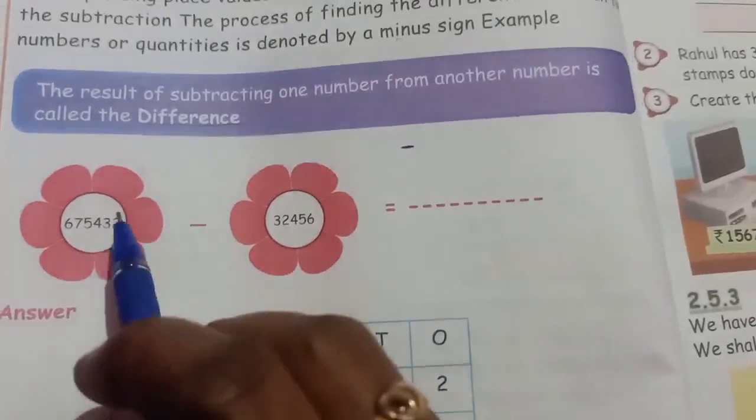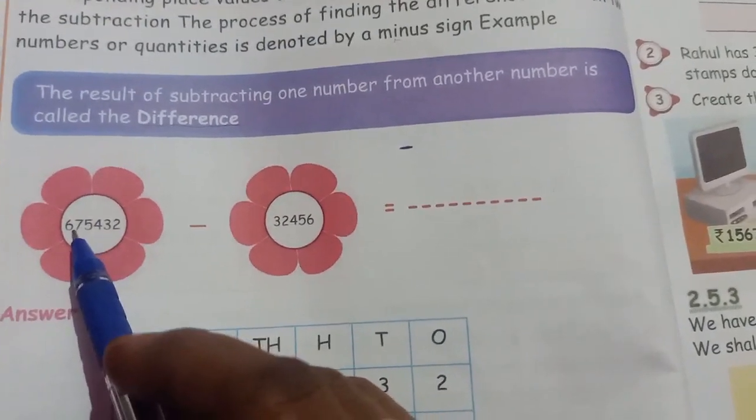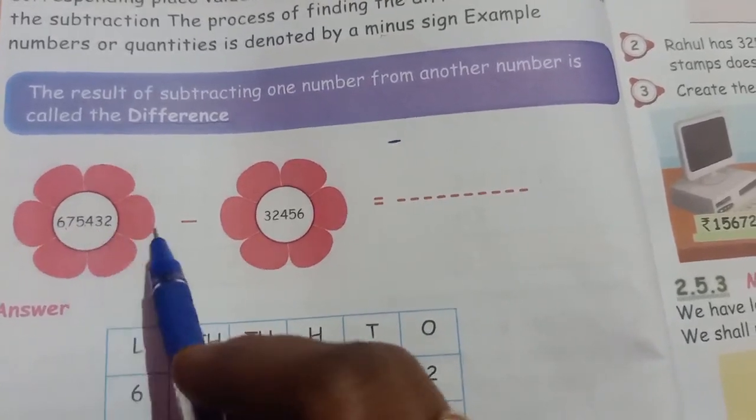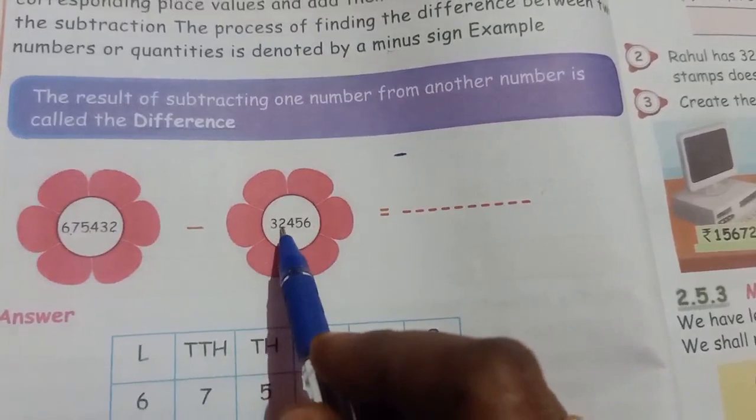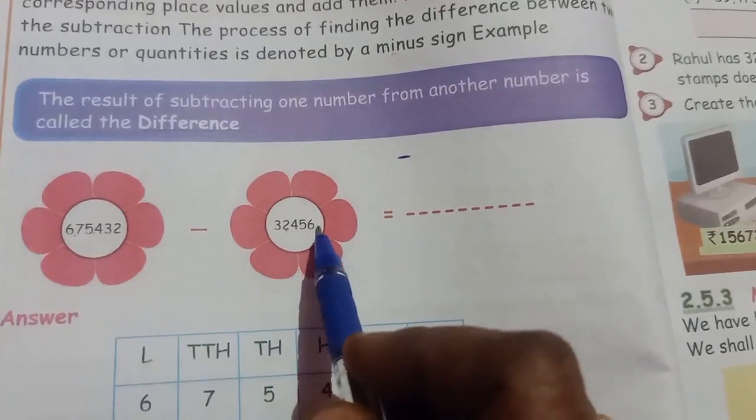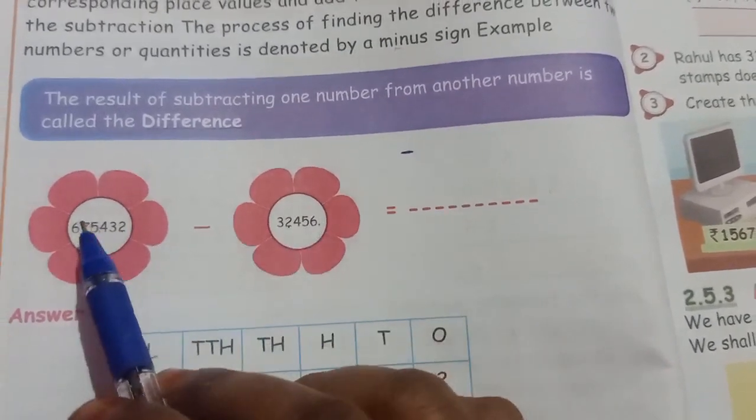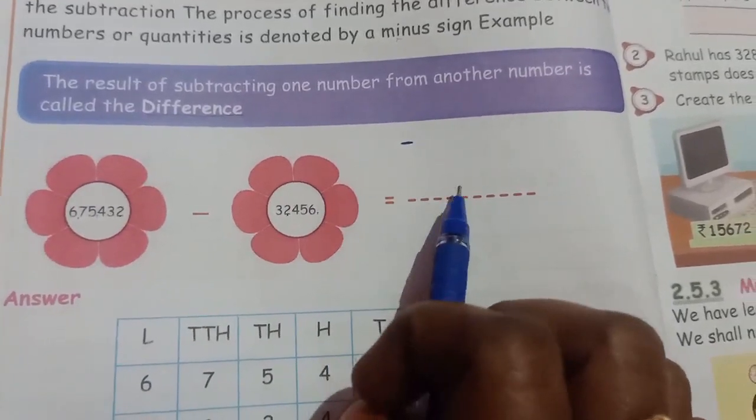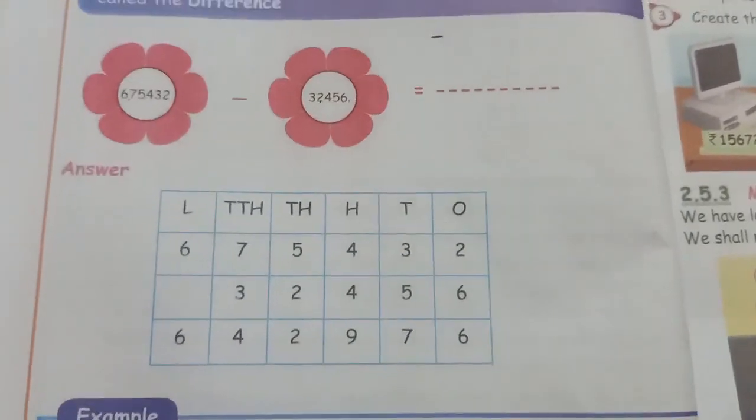Here we have one example. 6,75,432. This is one number, minus 32,456. This is another number. Now from this one we subtract this number. So what is the answer? Now let us see.